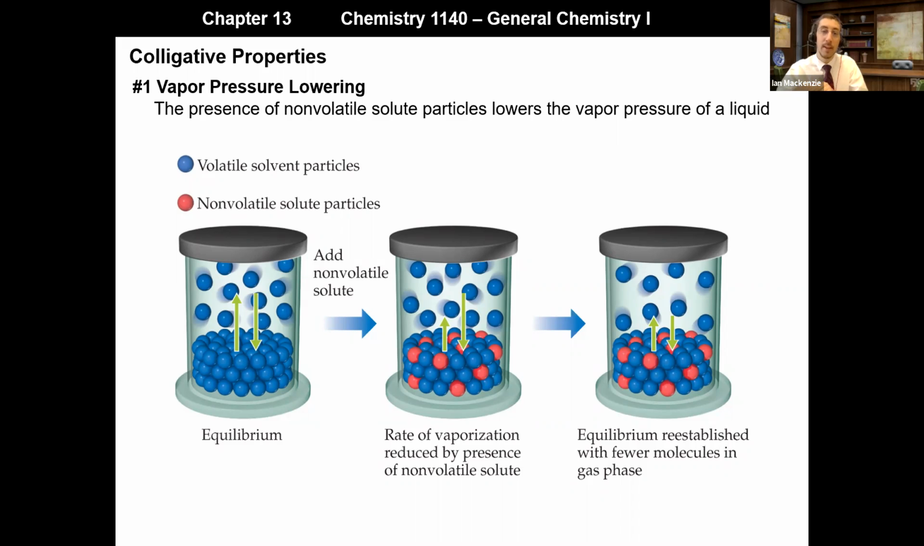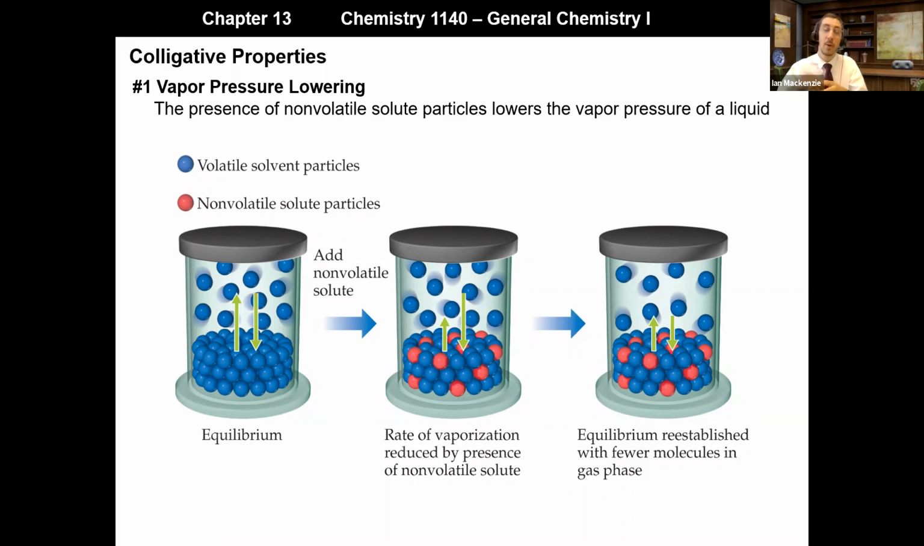If we take non-volatile solute and dissolve it into the solvent, now there are intermolecular interactions between the solute particles and the solvent. That then reduces the number of solvent molecules that are able to escape. Now there's a new species that's present that's interacting with the solvent, that's attracting those solvent molecules to itself, and we reduce the rate of vaporization, or the rate at which molecules leave the solution to form the vapor phase.